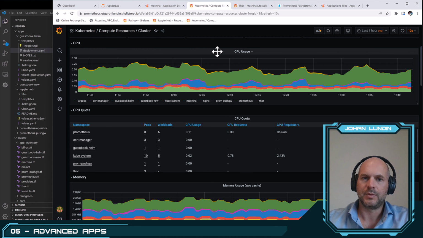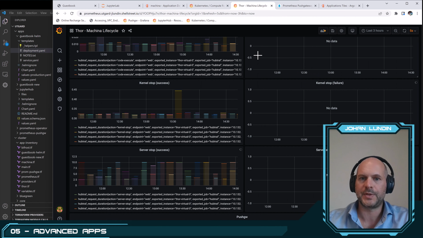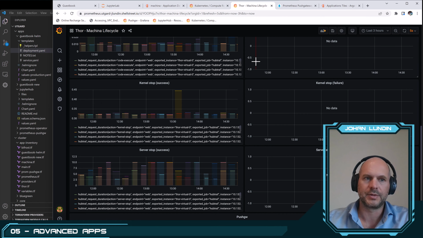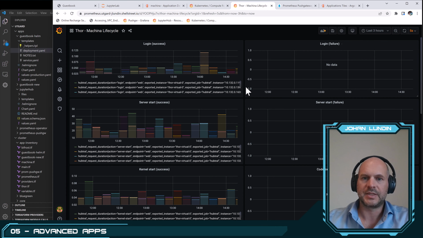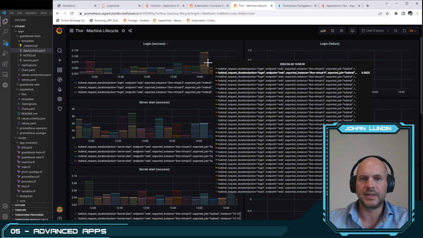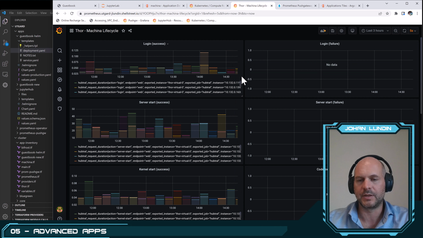However, the low-level metrics are more of interest when it comes to both logging in and to starting up servers. For that purpose, we have a very specialized active monitoring tool called Thor. And Thor is essentially simulating real users. So it goes in as a user and logs in. And here we are interested to see that we can actually log in and no errors occur, which would show up on the right-hand side.